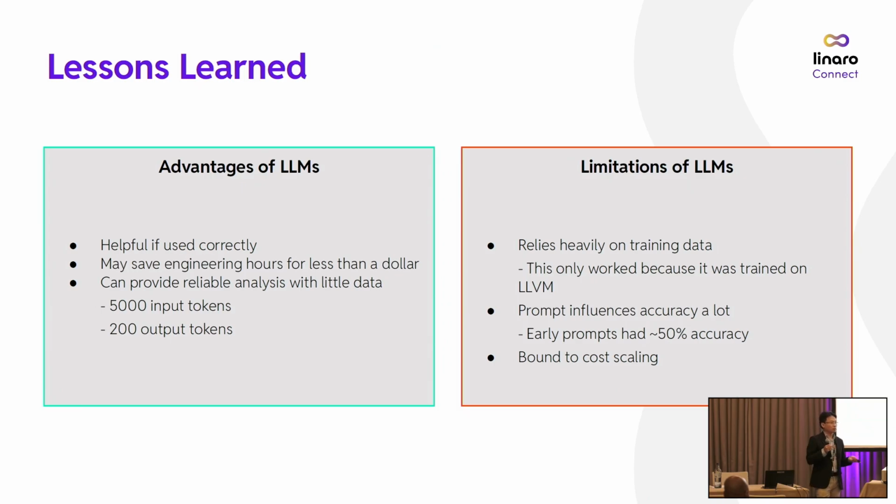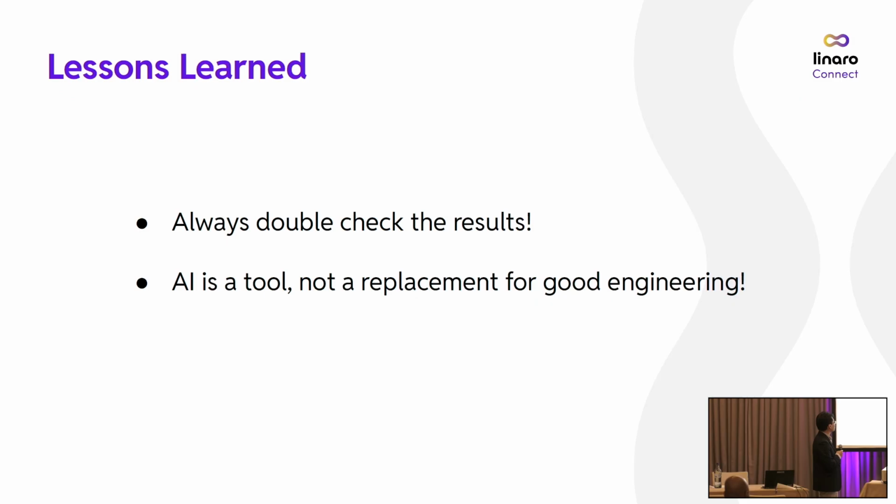We learned that the prompt influences the accuracy a lot, because when we started this, it was very inaccurate. And I think here's the golden thing about this kind of project: we need to fine-tune the prompt to get things correct. And if you're not careful, your costs scale very, very quickly, so it might get expensive. But the most important lessons are these two.